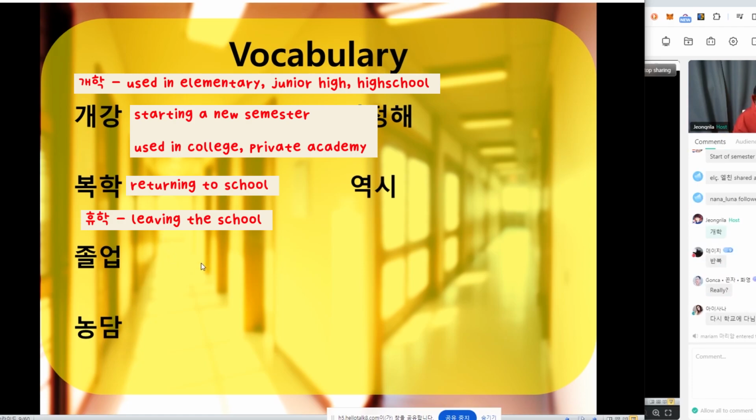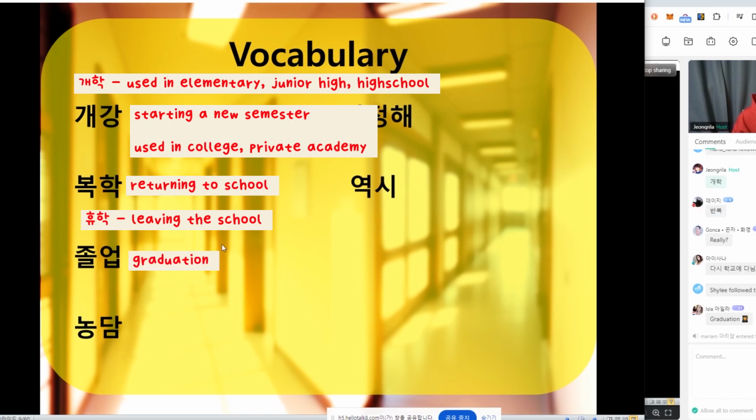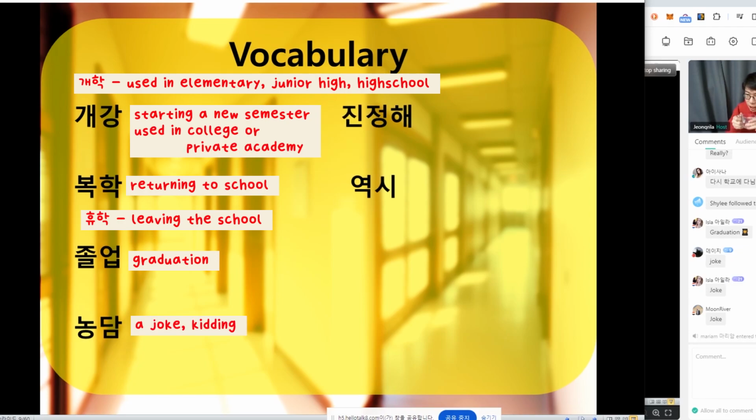Okay, very good. And the third one, 졸업. 졸업 is graduation. Of course, if you put 하다 at the end, you can change this noun like a verb. So 개강하다, 복학하다, 졸업하다. 졸업하다 is to graduate from blah blah. Okay, and the fourth one, 농담. What is 농담, everybody? You already know what 농담 is, right? Right, joke, kidding. A joke or kidding is 농담. Very good.